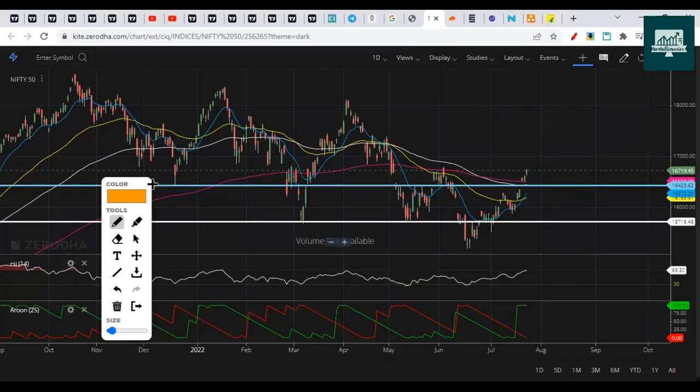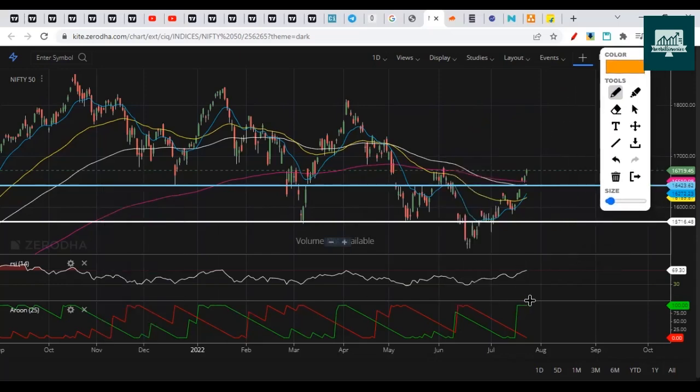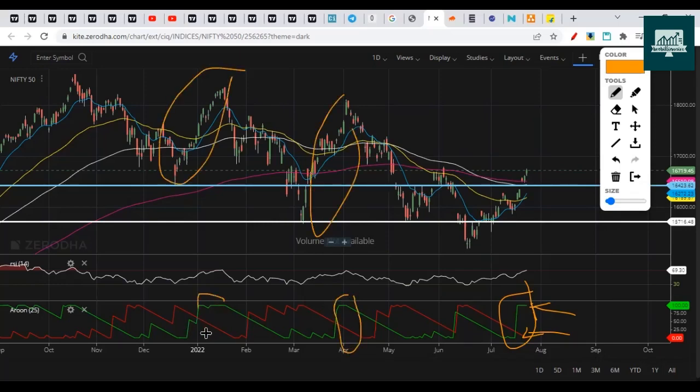So currently Nifty, as per the indicators, seems very bullish. Here you can see that Aroon is trading at extreme. So this is above 70, green line is above 70, red line is below 30. That is a bullish signal. So same thing happened here. Okay, so here it was bullish, here also it was bullish, right, for some time.